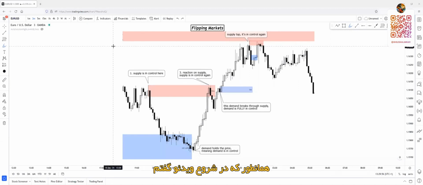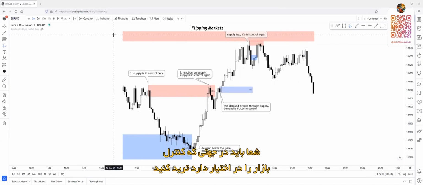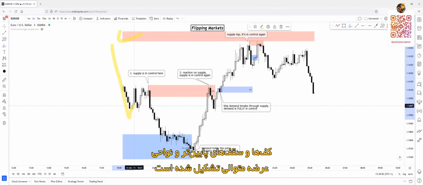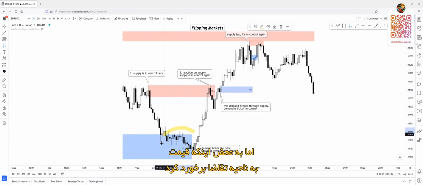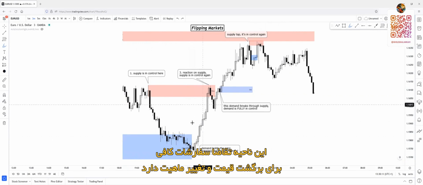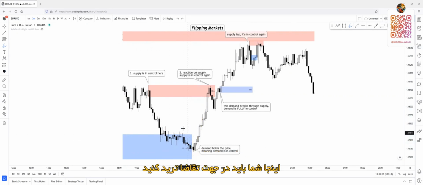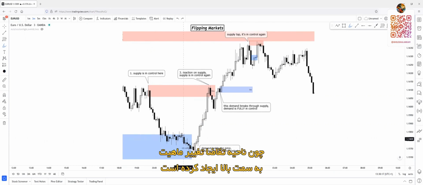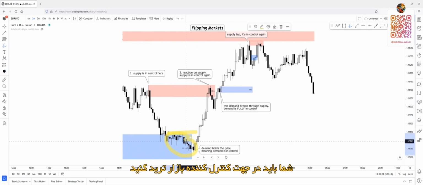Okay, as I said in the beginning of the video, you always want to trade the controlling side of the market. So supply was in control because it was creating a series of lower lows and lower highs over and over again, forming supply zones. But as soon as price stepped into a demand zone, and this demand zone had enough power to reverse the price and create a change of character, you will want to see demand trades, because demand did a change of character to the upside and took over control from supply. You will want to trade the controlling side of the market, which is demand in this case.